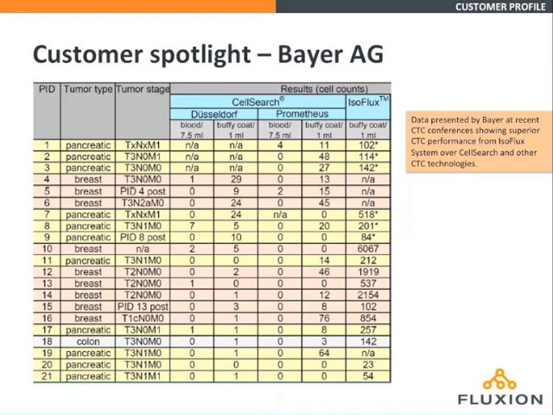This part of the poster basically shows the comparison between a multi-site study using the Veridex and results from the IsoFlux system. And as you can see, despite the fact that both systems use immunomagnetic separation, the improved isolation efficiency and off-chip recovery results in much higher numbers of cells. And these numbers of cells have translated, as expected, into better readouts for their downstream assays. In the case of Bayer, they're looking at protein expression and protein activation.